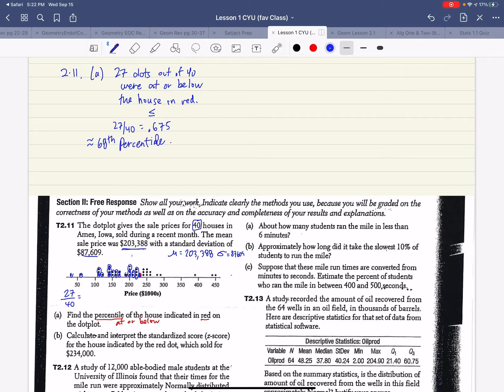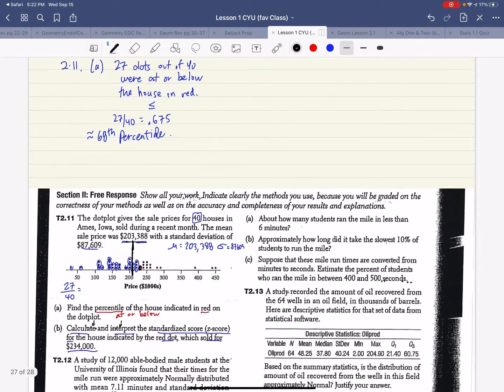And then it says, calculate and interpret the standardized score for the house indicated by the red dot, which sold for that. Okay. So we need to find the mean, right? That's 203. Again, the mean is here at 203. This is above it, so it's going to have a z-score that's positive. And we need to not only calculate it, but we also have to interpret what that means. Okay, so there's actually a lot going on in this problem.